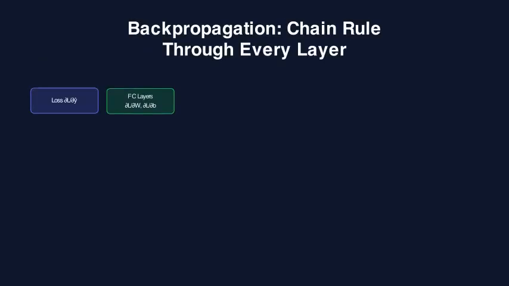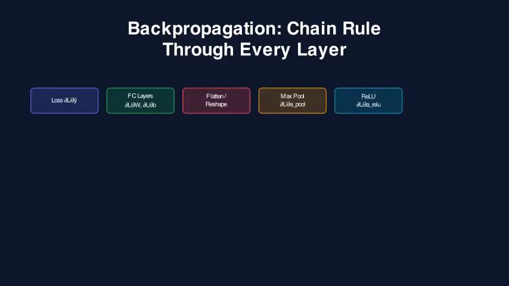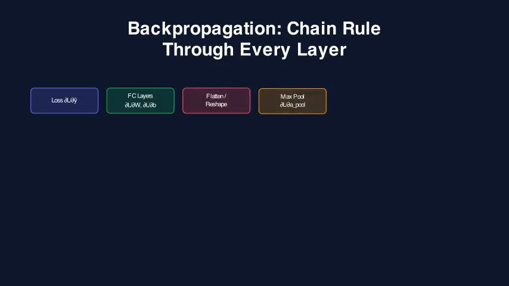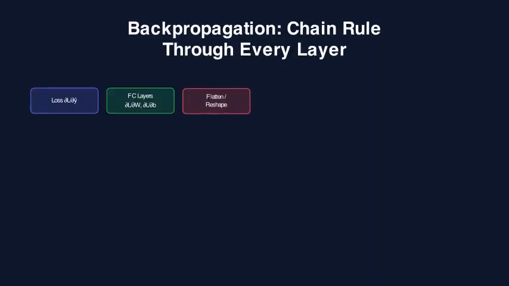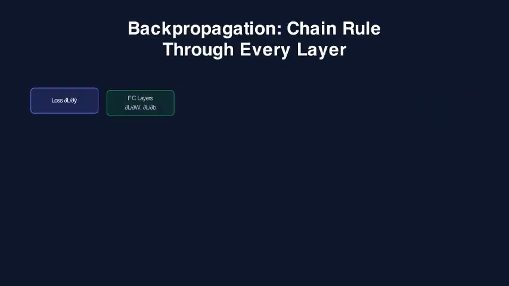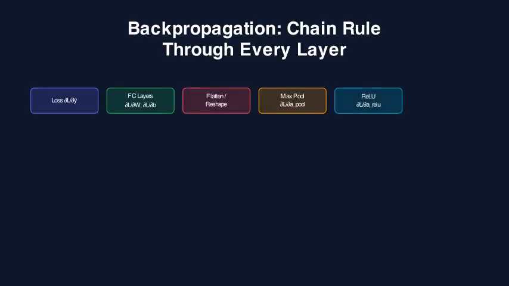Backpropagation is the chain rule applied layer by layer from the output back to the input. Starting from the loss gradient, we propagate through the fully connected layers using standard matrix operations. Then we reshape the gradient from 1D back to 3D and continue backward through max pooling, ReLU, and convolution. Each layer has a specific backward rule, and each layer's backward pass produces 2 things: the gradient for its own parameters, and the gradient to pass further back.